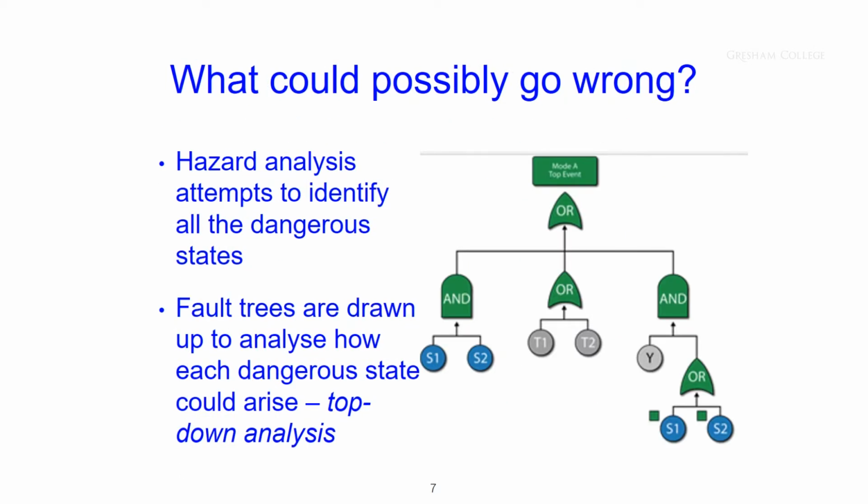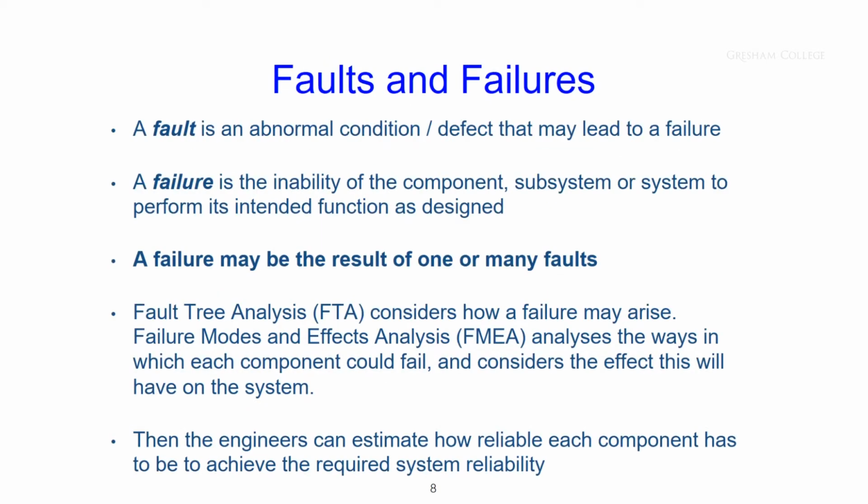And so you would start with a top-down analysis of what could possibly go wrong, and then what series of component failures could lead to that top-level condition of something going wrong and potentially, therefore, causing an accident. And we talk about faults and failures. The fault is the abnormal condition that may lead to a failure. The failure is the inability of a system or a subsystem to carry out the function that was intended.